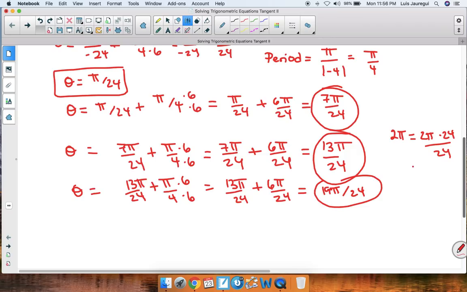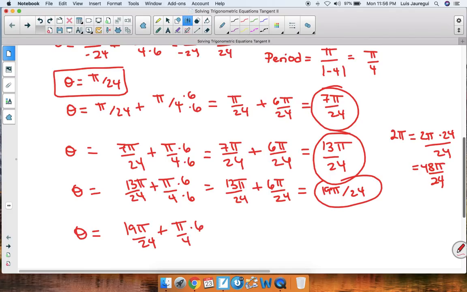Okay, which turns out to be 48 pi over 24. So as long as our angle is less than 48 pi over 24 and greater than or equal to 0, we're good. So to figure out the next theta, what we do is we take this 19 pi over 24 and we're going to add the period of this value, pi over 4.